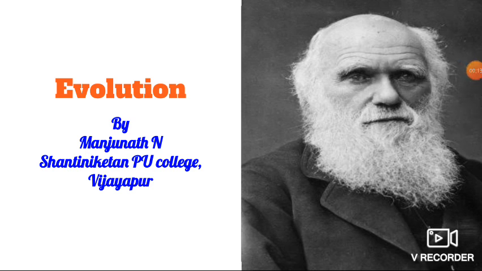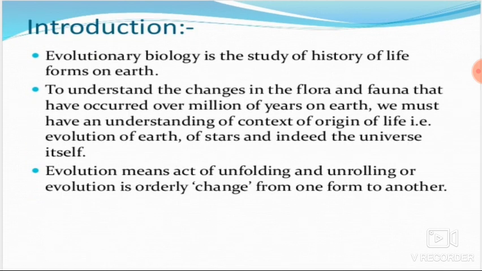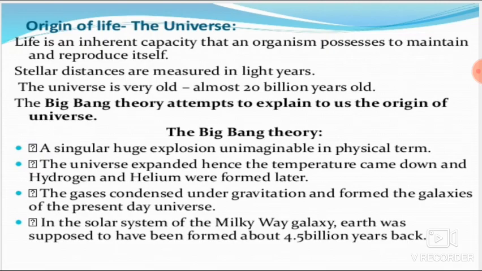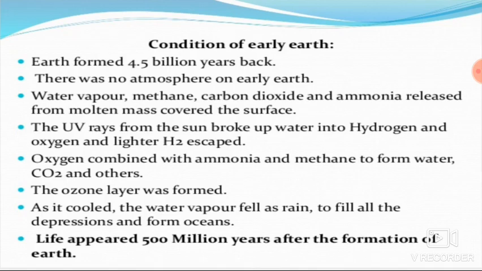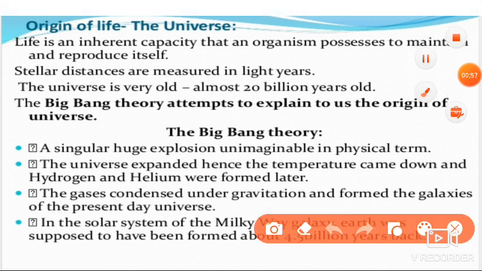In the previous video lecture, we studied different aspects, that is, the introduction to the chapter. Along with that, we studied the earth's condition in the early stages. In that, we studied the Big Bang theory, how the universe or the earth originated, and how the galaxies originated. Then we studied the condition of the early earth. Now I want to repeat some points regarding the Big Bang theory here.